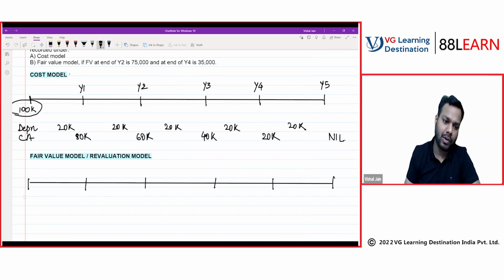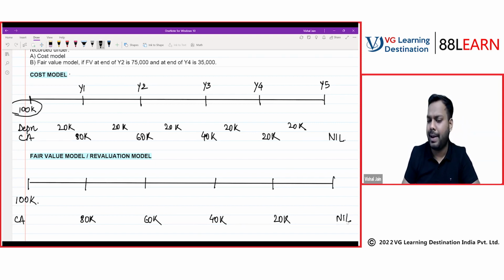Now tell me, what is the cost? 100K, right? 100K is the cost. Now, what is the carrying amount here? Carrying amount is 80K. The carrying amount ideally is 60K, then ideally 40K, then ideally 20K, and ideally it should be nil. Right? Ideally, this should be the case.